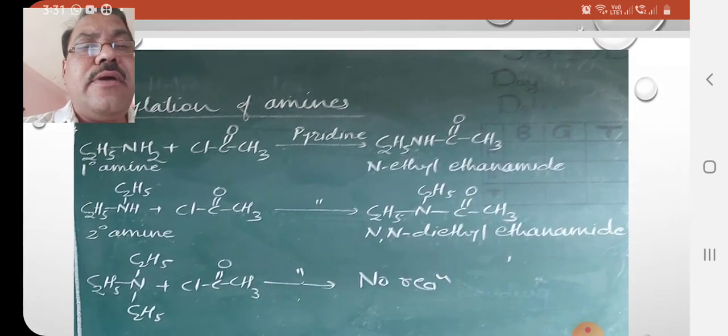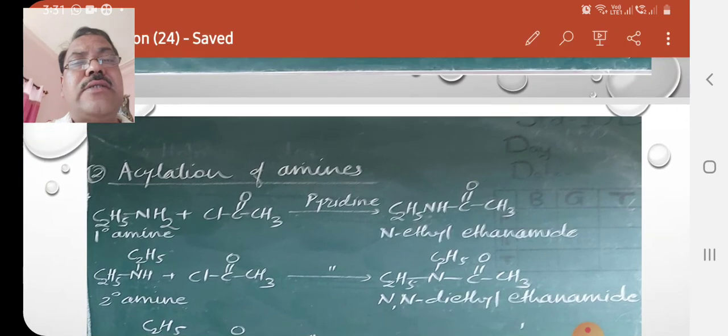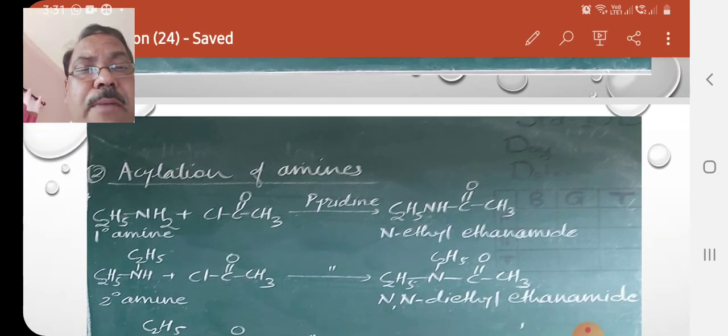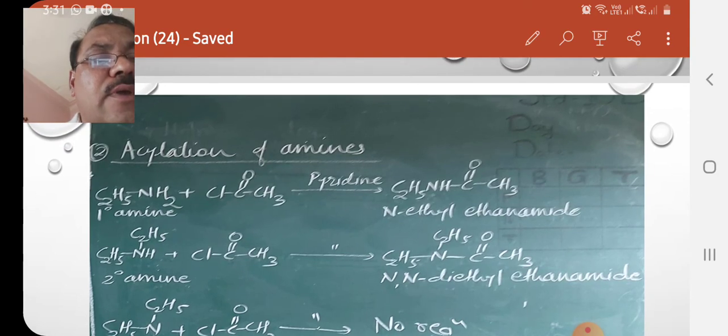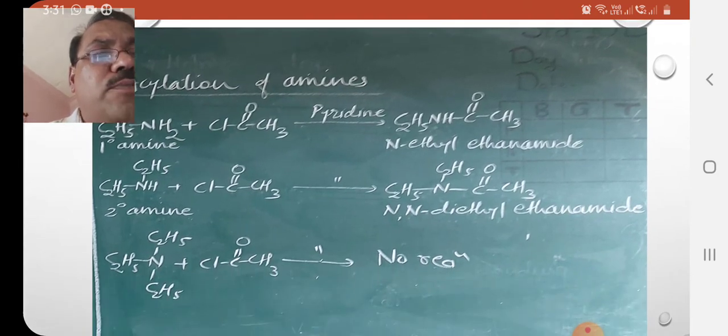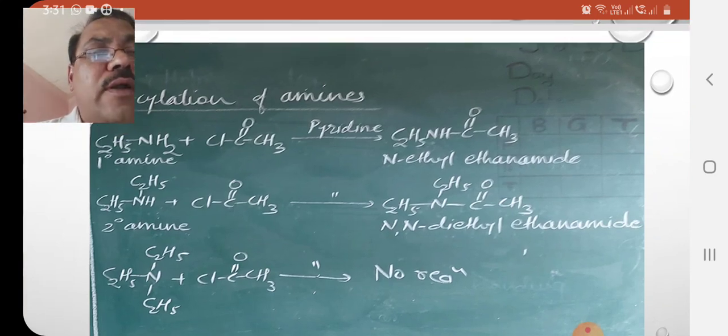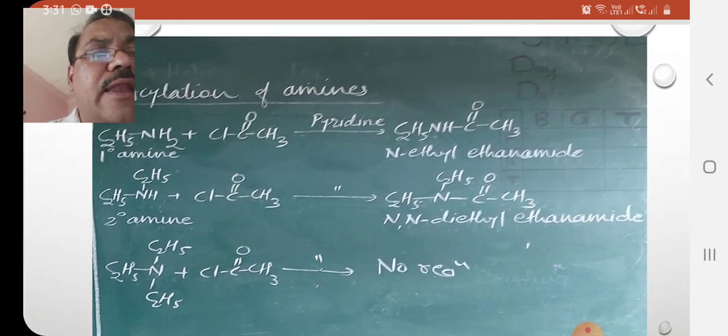Now the second chemical reaction is acylation of amine. When primary amine is reacted with acetyl chloride, CH3COCl, then N-ethyl ethanamide is formed. What is amide group? The NH-C=O group is called amide. Therefore, the product name is N-ethyl ethanamide.